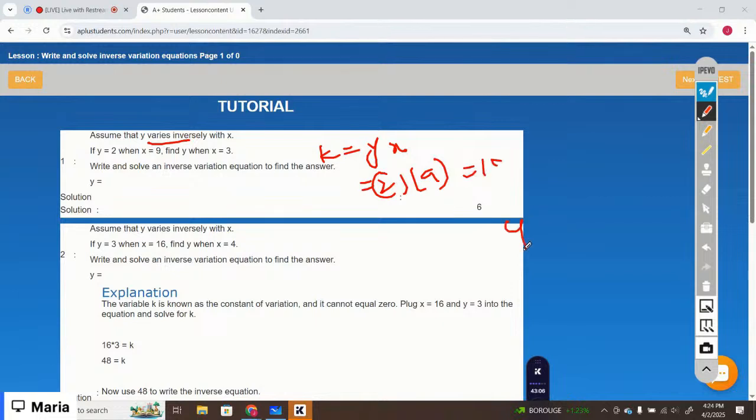Calculate y: y is k over x. So k is 18 and x equals 3, so y equals 6. So the correct option is 6. So the relationship is inversely proportional, y equals k over x.